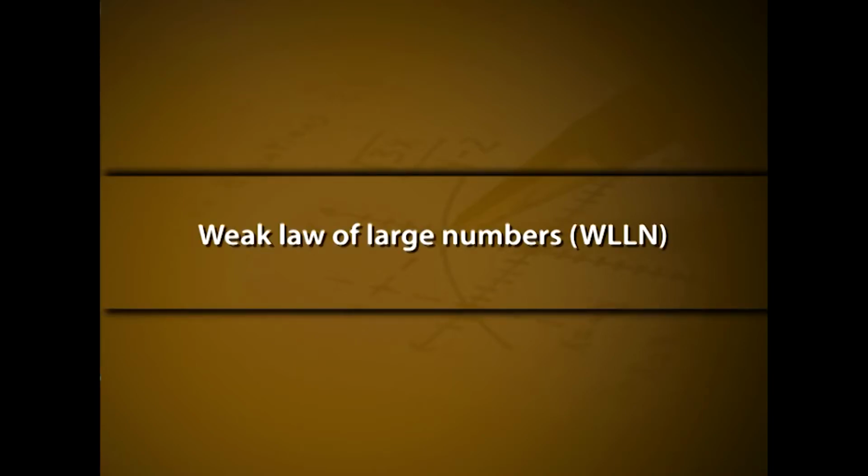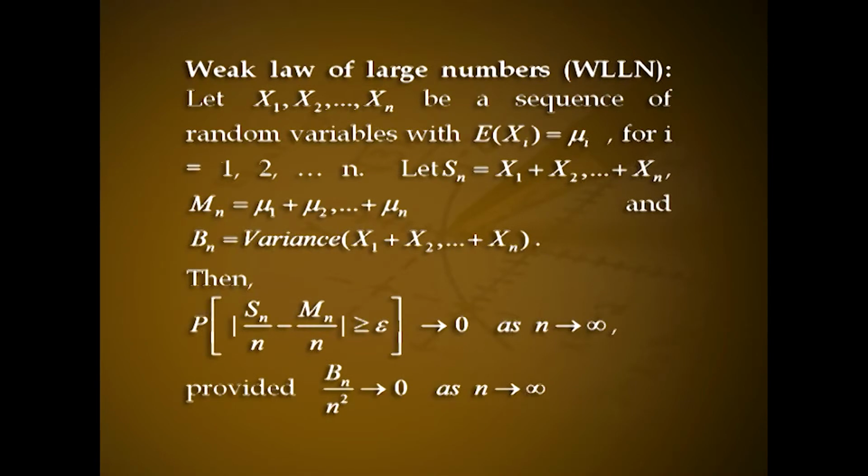Weak law of large numbers, WLLN. Let X1, X2, etc. Xn be a sequence of random variables with expectation of Xi equal to mu i for i equal to 1, 2, etc. n. Let Sn equal to X1 plus X2, etc. plus Xn, Mn equal to mu1 plus mu2, etc. plus mun, and Bn equal to variance of X1 plus X2, etc. plus Xn. Then probability of modulus of Sn by n minus Mn by n greater than or equal to epsilon tends to 0 as n tends to infinity, provided Bn by n square tends to 0 as n tends to infinity.